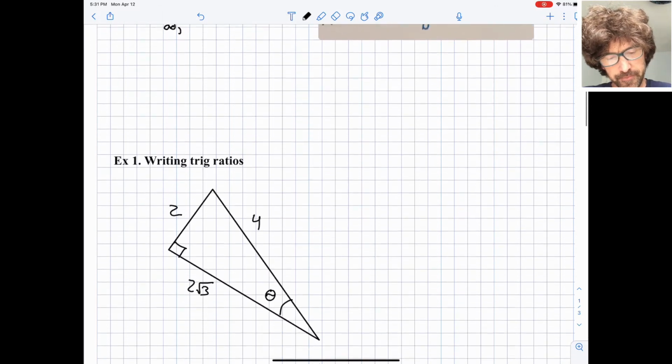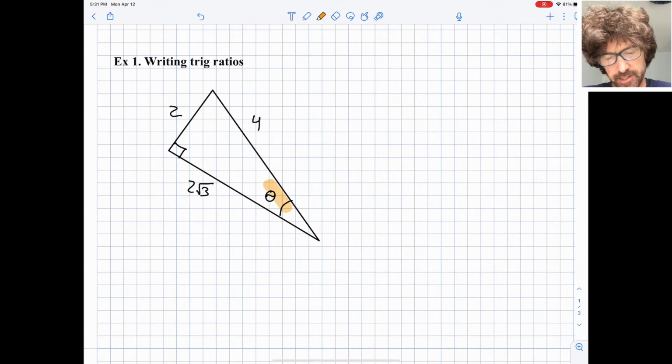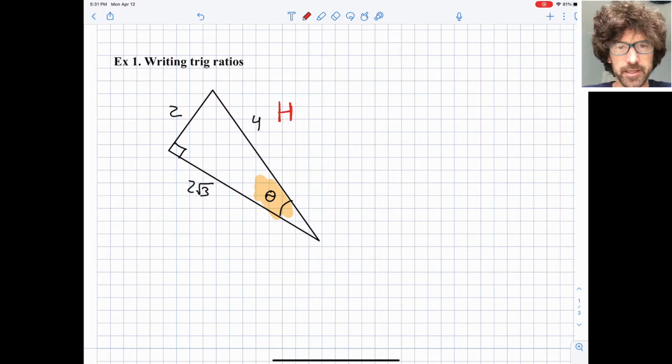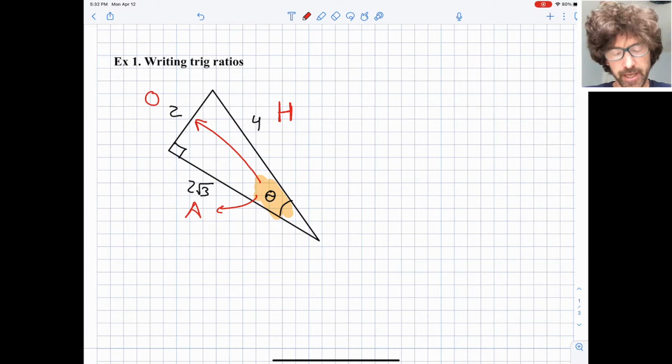All right. So when we're writing trig ratios, what I suggest doing first is, based on the angle you're working with, labeling what I call HOA: hypotenuse, opposite, and adjacent. So the hypotenuse is always the side across from the right angle, the longest side of the triangle. The opposite is the side that's opposite the angle you're working with, and so I'll label that O. And the adjacent is the side that's next to or adjacent to the angle you're working with, so I'll label that O, or excuse me, A. Okay, so that's what I always suggest doing first, is labeling hypotenuse, opposite, and adjacent. That's going to be pretty critical.